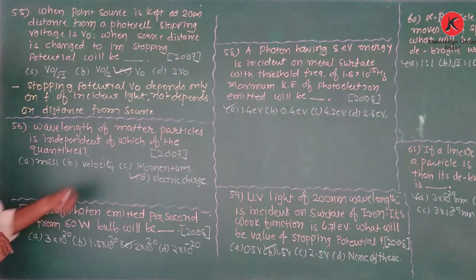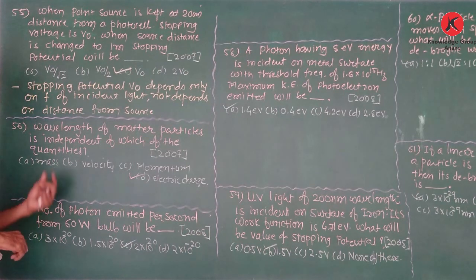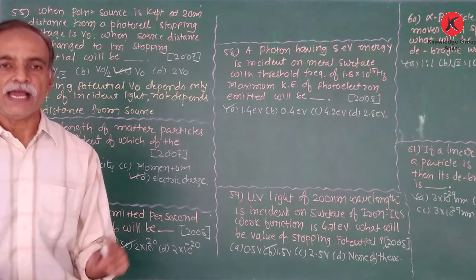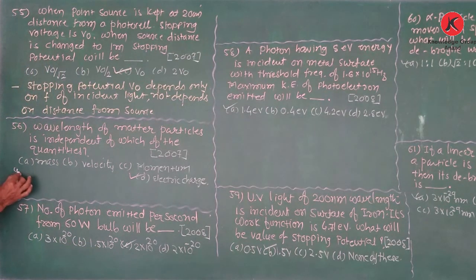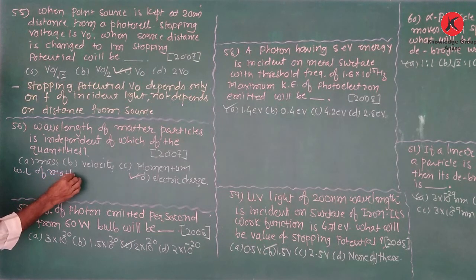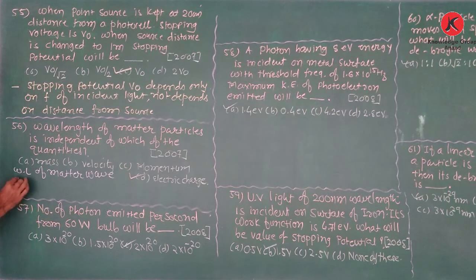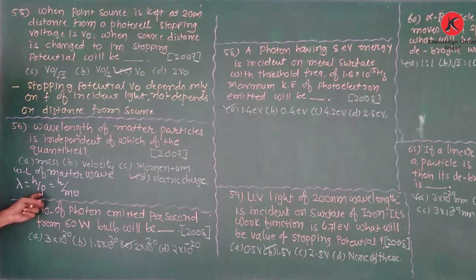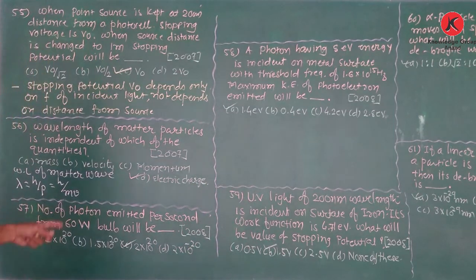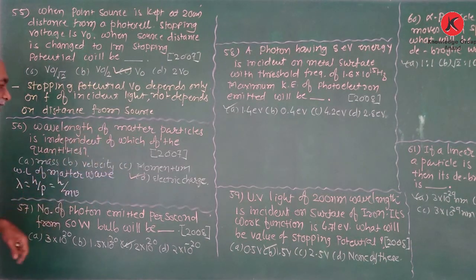Okay. Now the next question, also asked in 2007. Wavelength of matter particle is independent of which of the following quantities? First is the mass, second is the velocity, third is the momentum, and fourth is electric charge. We know that the wavelength of matter wave is lambda is equal to h upon p is equal to h upon mv. Therefore, wavelength is inversely proportional to the mass, inversely proportional to the velocity, inversely proportional to the momentum. But in this equation, the electric charge is not present. Therefore, wavelength is independent of the electric charge.